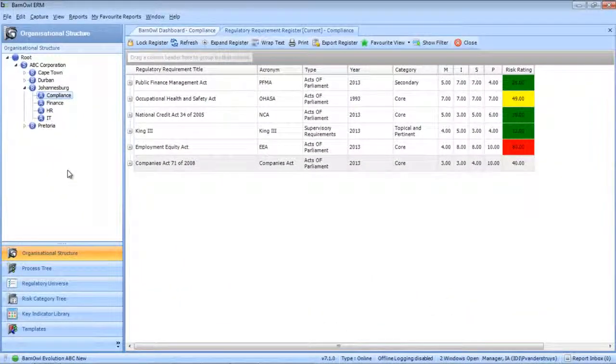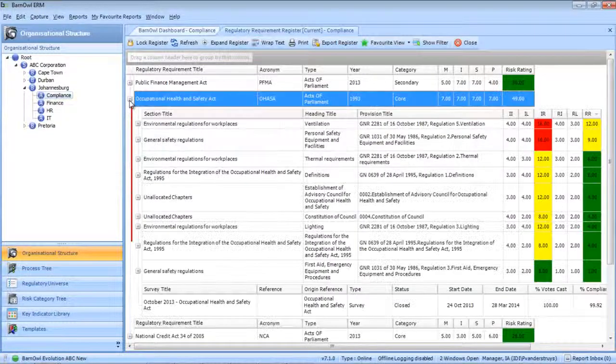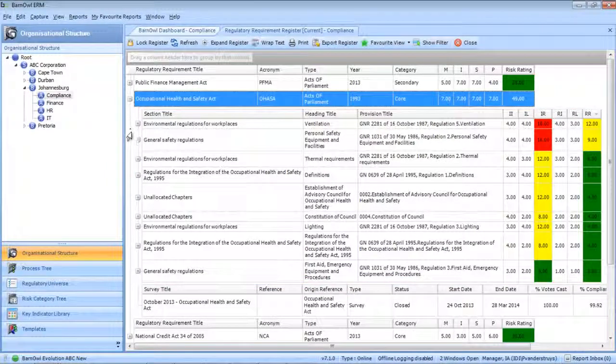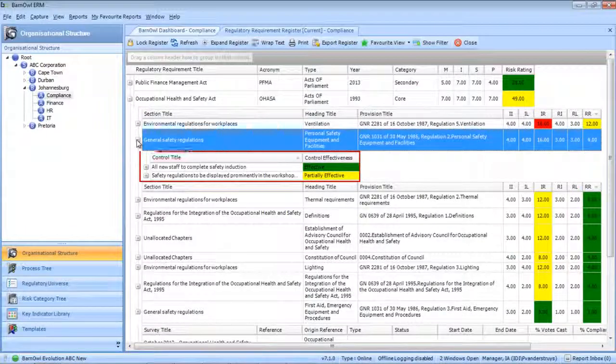Compliance risk management plans are imported or can be captured against the relevant sections of acts, policies, and procedures, allowing for risks to be identified, assessed, and linked to the relevant provisions. Controls can then be allocated and owners identified to take responsibility for these risks and controls.